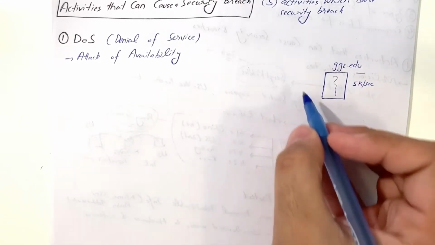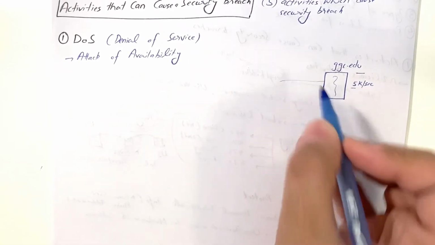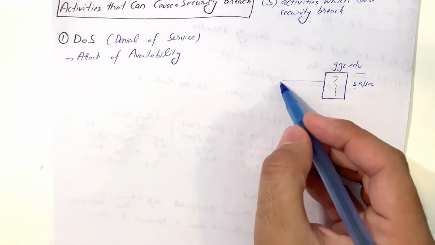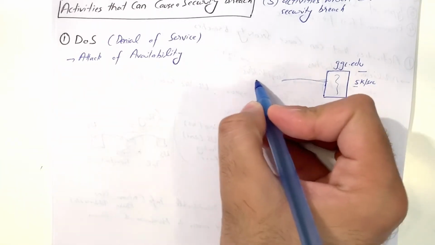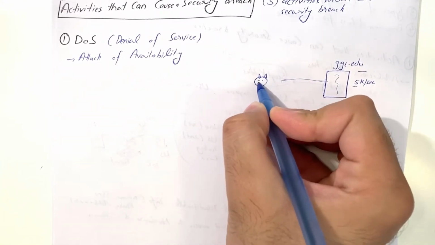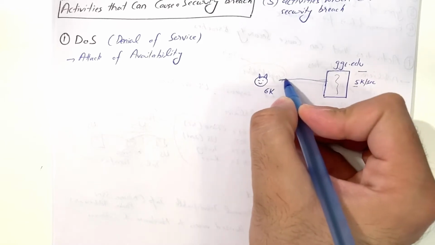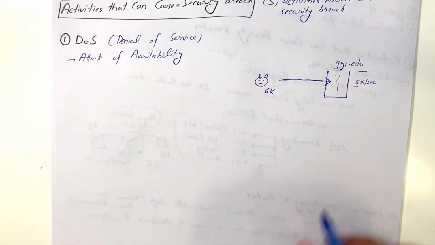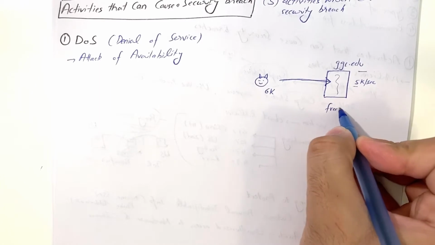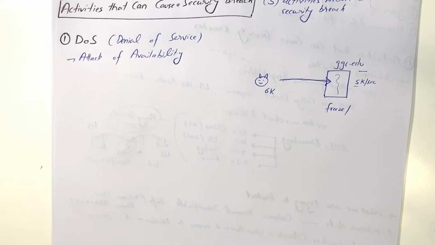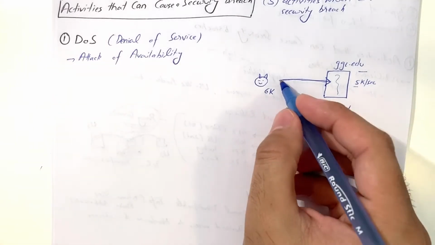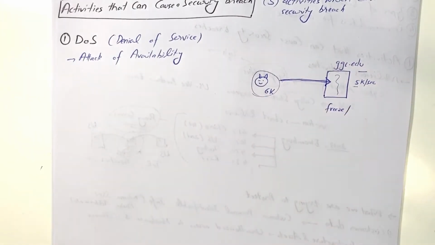It means if 5,000 people try to access this web server, they will find the web server is up. But for example, let's say there is a hacker who is pushing 6,000 queries to our server. Now what will happen? Our server will freeze. It might be unavailable for legitimate people because it is overwhelmed by somebody pushing 6,000 queries.